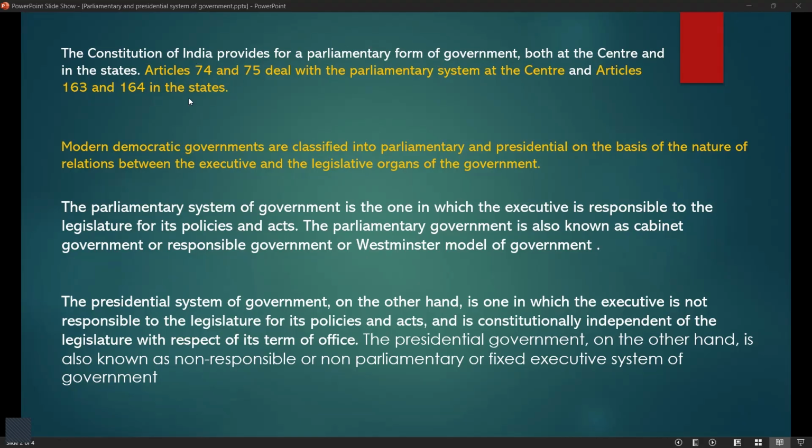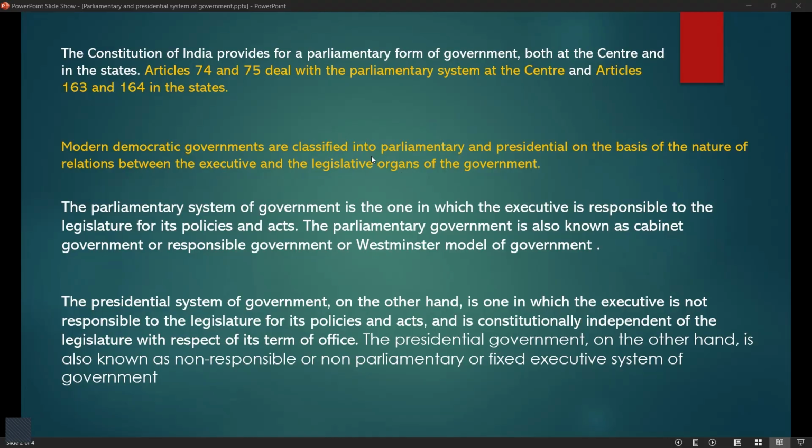in the states. Article 74 and 75 deal with the parliamentary system at the center, and Article 163 and 164 in the states. Modern democratic governments are classified into parliamentary and presidential. On what basis are these two classified? The nature of the relations between the executive and the legislative organs of the government.